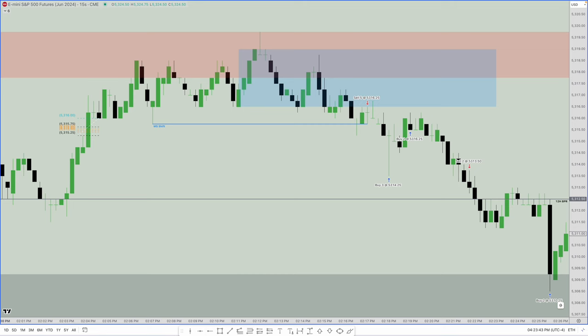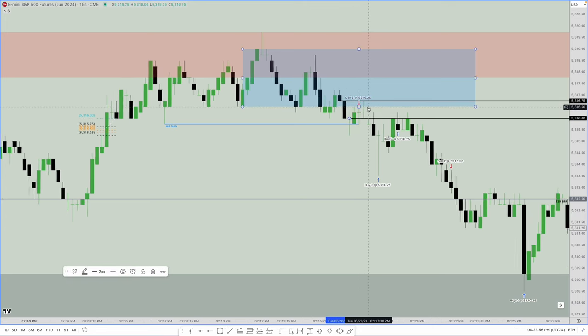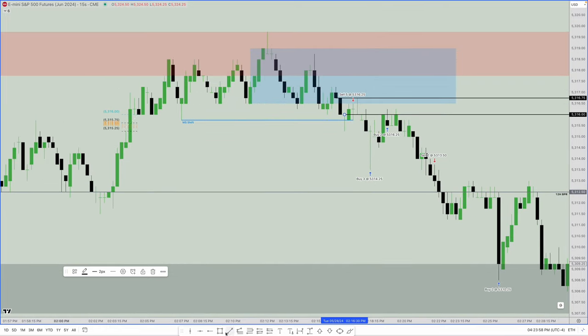So this imbalance, let's just draw a line on it, make it black. So we have this imbalance. So when price comes back up into the imbalance, I went short on this candle right here. And then my first target was the high end of this imbalance. So we had that right here.